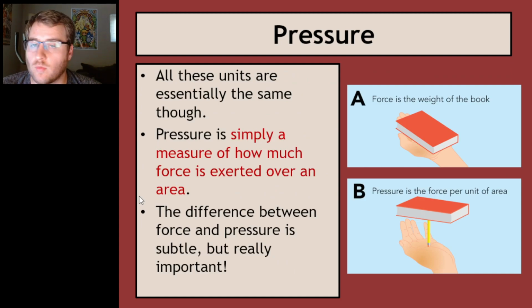Now, all these units work the same way. Pressure is simply a measure of how much force is exerted over an area. All right, so here we have the word force and pressure, their definitions. The force this book exerts on your hand is just the weight of the book itself. Okay? So holding a book in your hand like that would exert a certain force. Now, pressure is that force per unit area.